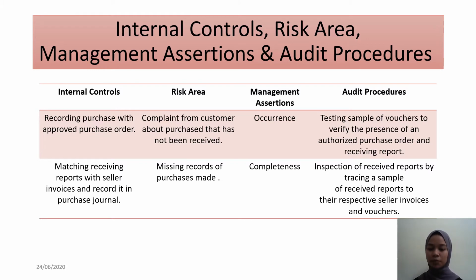a receiving report. Next, for completeness, the possible misstatement that might occur is missing records of purchases made, and the internal control is matching the receiving reports with the seller invoices and recording them in a purchase journal. So the audit procedure is inspection of receiving reports by tracing a sample of receiving reports to their respective seller invoices and vouchers.